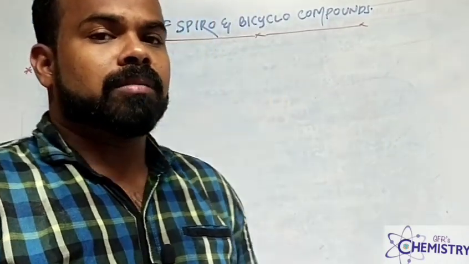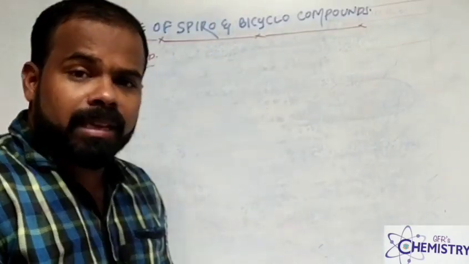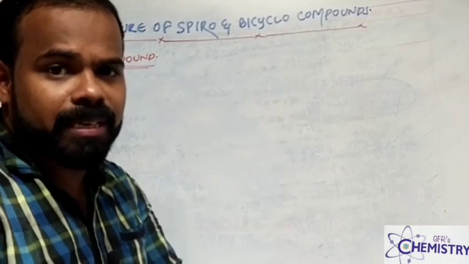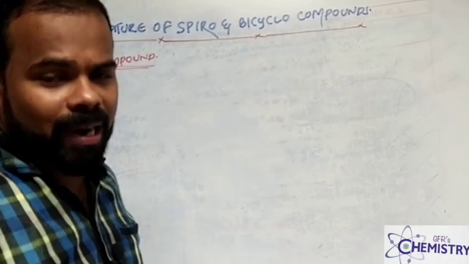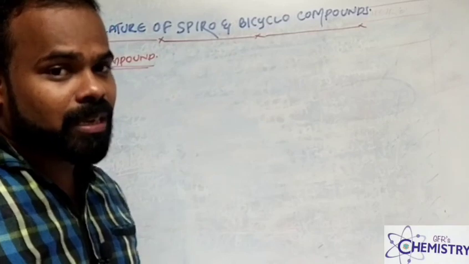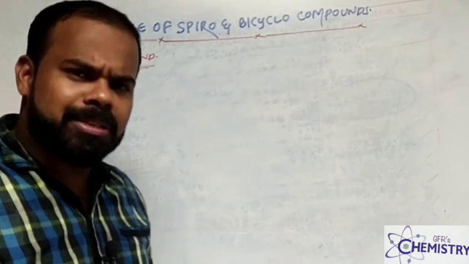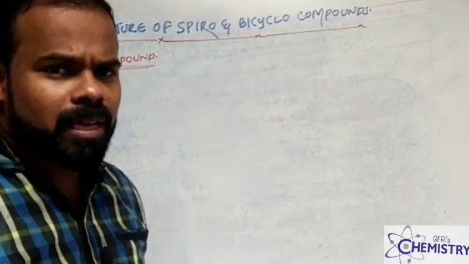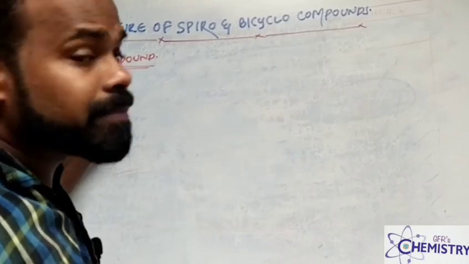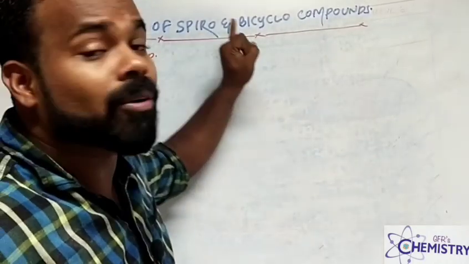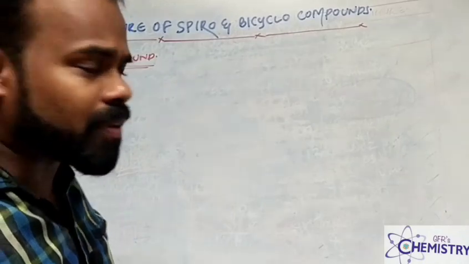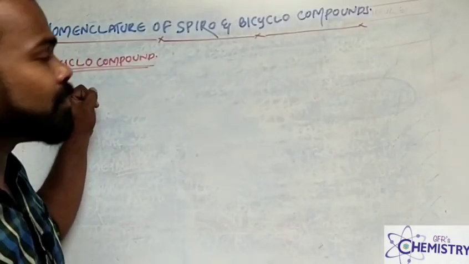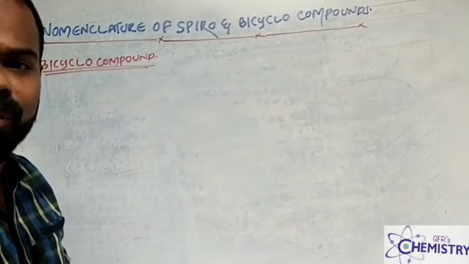Okay, listen here. Today I am here with a new topic, from our organic chemistry. You know that organic nomenclature is generally a very easy way, but here I am discussing Bicyclo and Spiro compounds. First of all, you should understand what is the meaning of a Bicyclo compound.